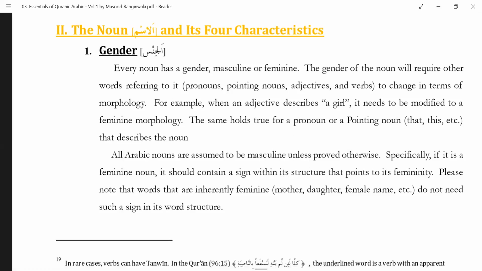There are some signs due to which just by looking at it you will come to know that this is feminine, like the ta marbuta, or alif mamduda, alif maksura. Then words which are already feminine by meaning, like mother, daughter, female names, these all are already feminine, so you don't need any specific signs to be present inside the word.